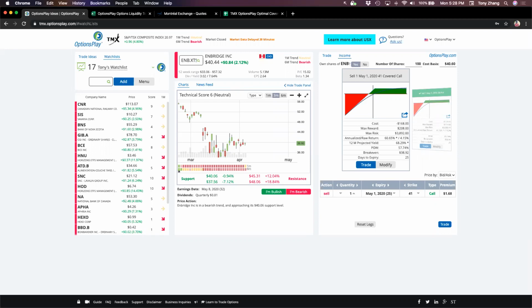You can do it a day before expiration. You can do it 10 days before expiration. You can close a trade at any time. You just have to place a to-close order. You have no obligations to let something be called away or to hold something to expiration.